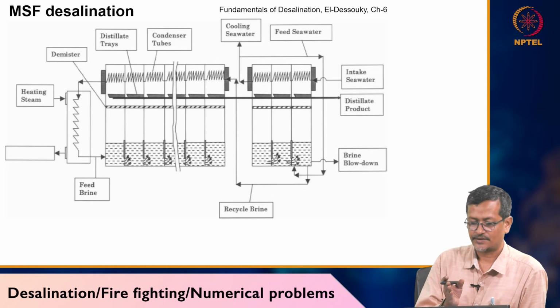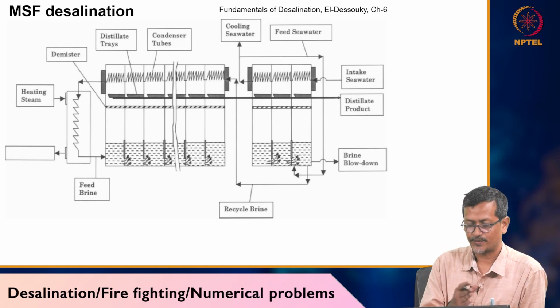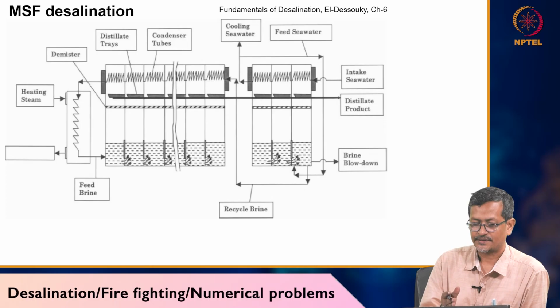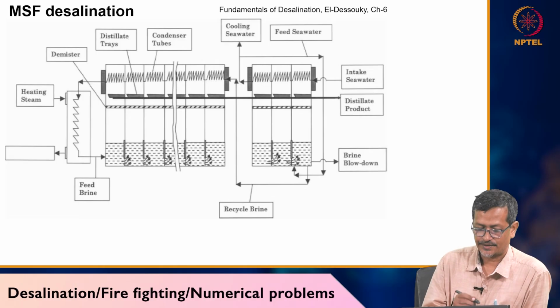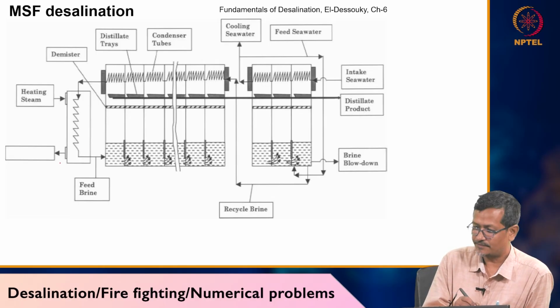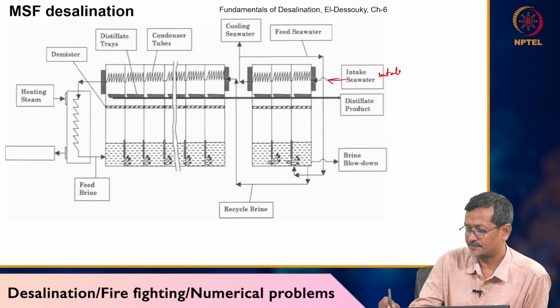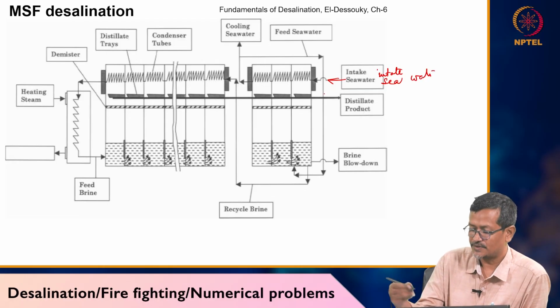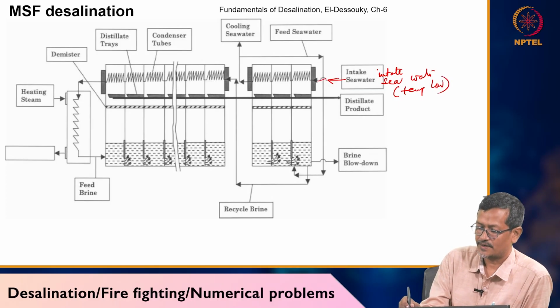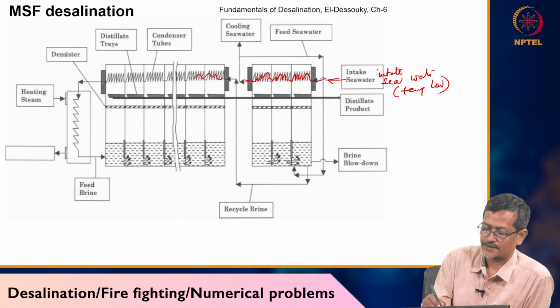Now we have seen the formula for RO based system. Now we will see MSF or multi-stage filtration system. So here you have intake seawater, you are taking from here. The intake seawater is at lower temperature. This lower temperature water is going through like this, then again coming like this, coming like this.